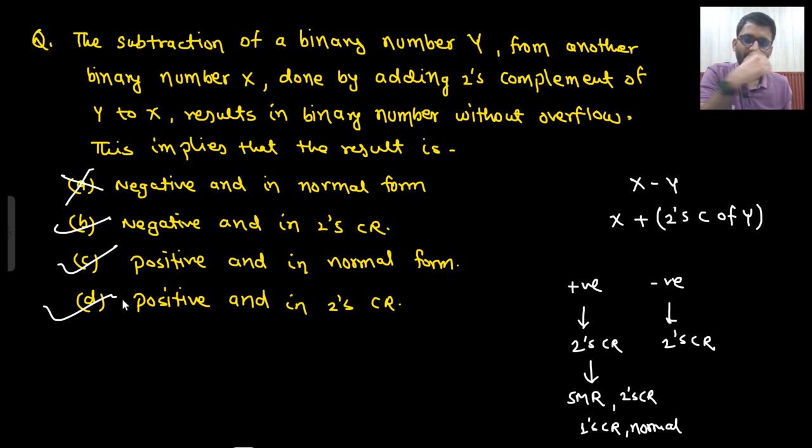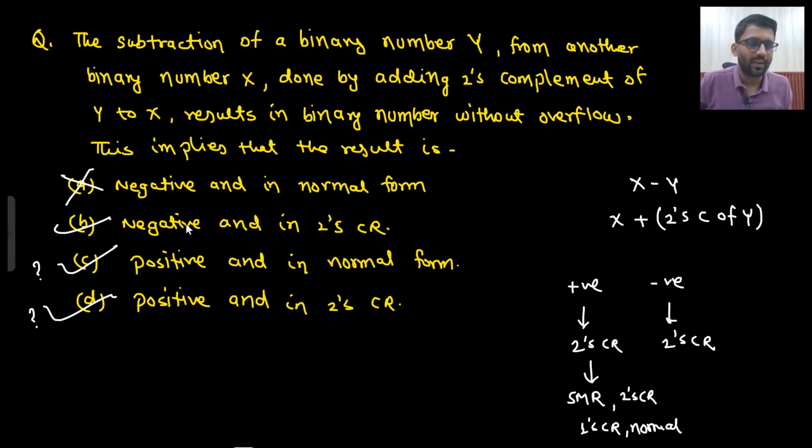But wait a minute. This was the GATE question, and probably all these answers could be correct. But this came in 1987. In 1987 there was no MSQ, so they did not give these answers. They gave only this answer. If the answer is coming negative, then certainly it will be in 2's complement form. This option would be correct. But they did not give these answers, which should be the answer as well: that your result can come positive and it would be in normal form, and your result can come positive and it would be in 2's complement form.